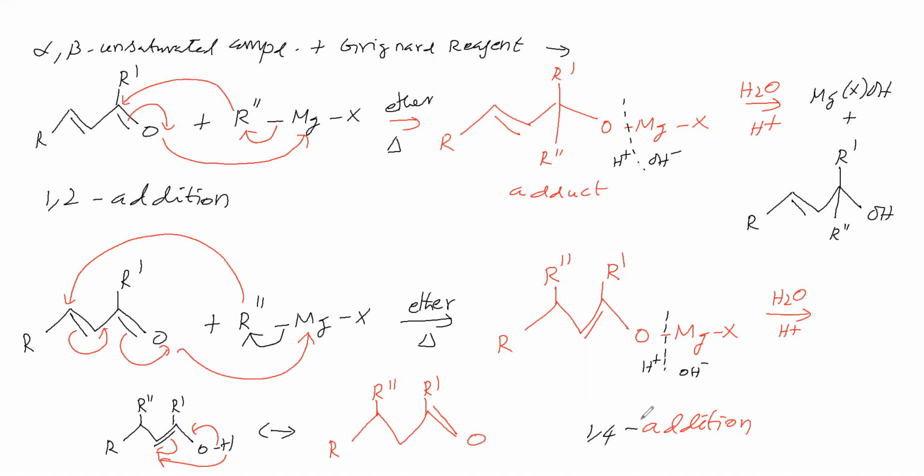So, an alpha beta unsaturated compound undergoing reaction with the Grignard reagent has two possible addition reactions. One is 1:2 addition, another one is 1:4 addition. So we'll get a 1:2 addition product and a 1:4 addition product when an alpha beta unsaturated carbonyl compound goes for addition reaction.